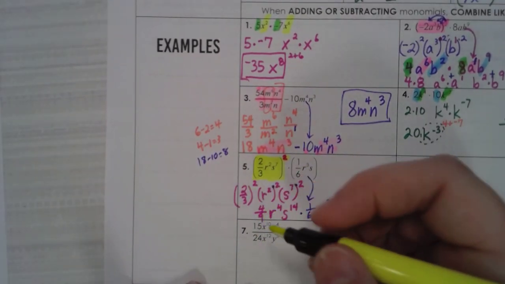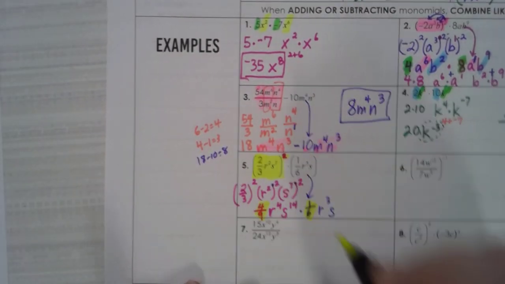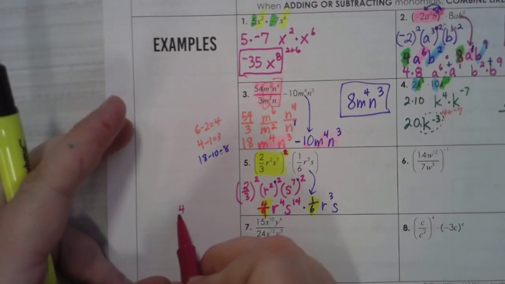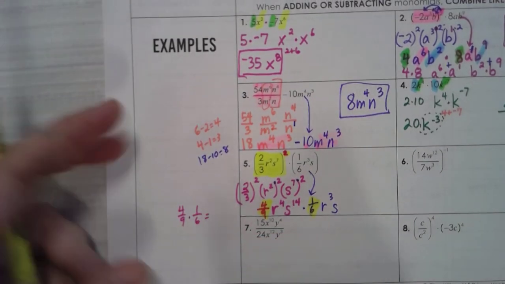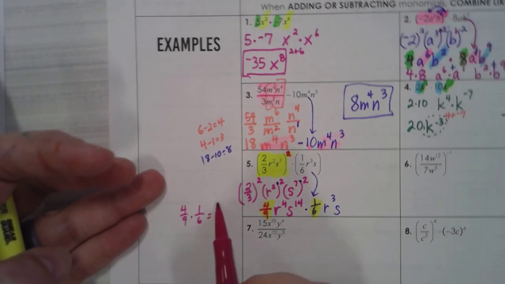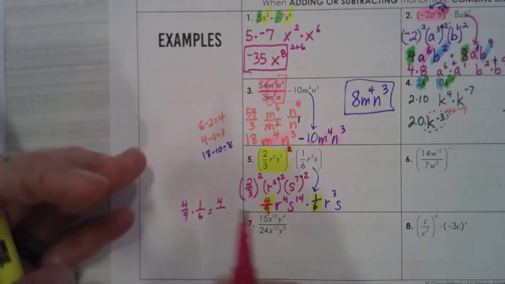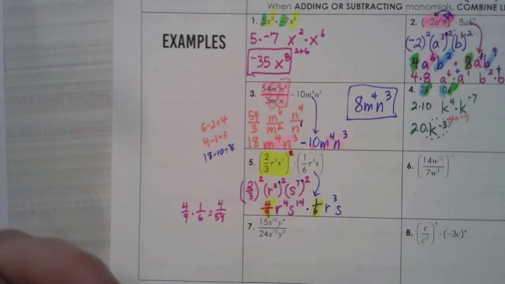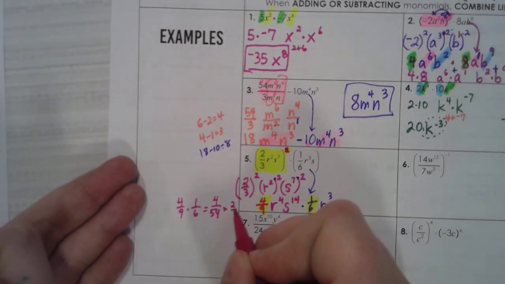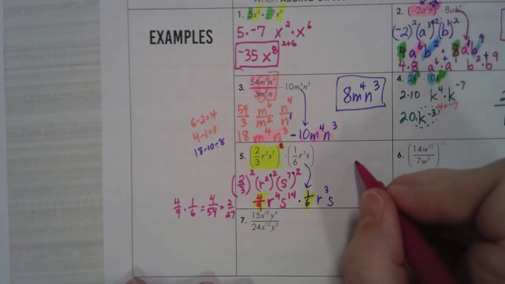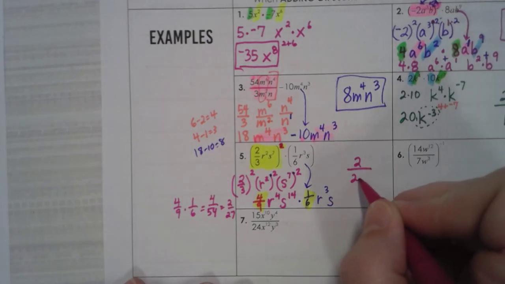So now we just do each little part. This is multiply. 4 over 9 times 1 over 6. Just multiply straight across. 4 times 1 is 4. 9 times 6 is 54. 4 over 54 becomes 2 over 27. Doesn't go any further than that. So my final answer is going to have a 2 over 27.